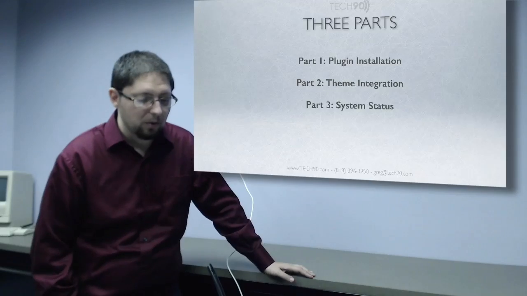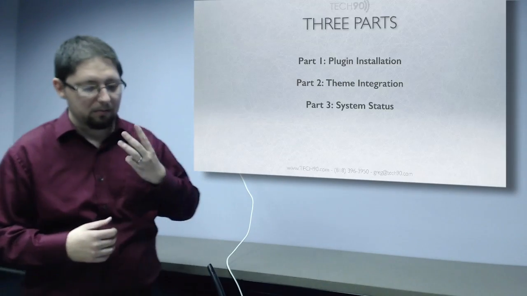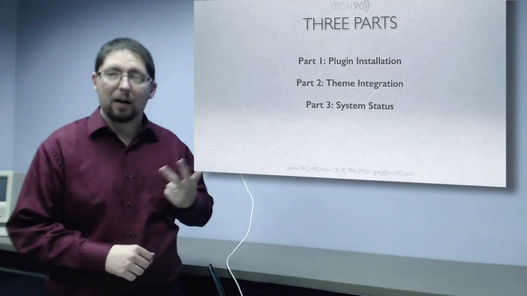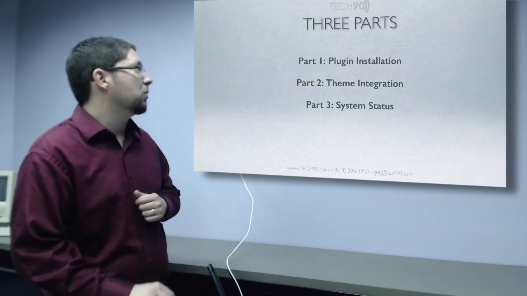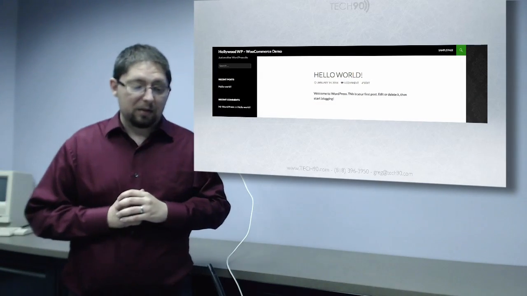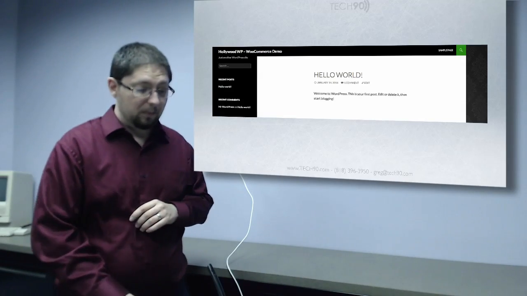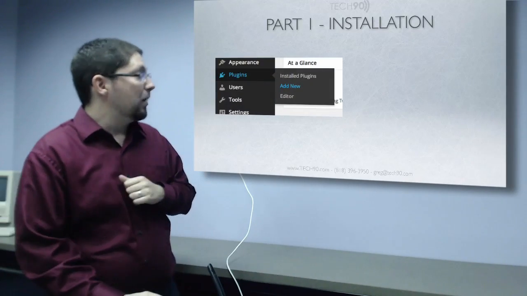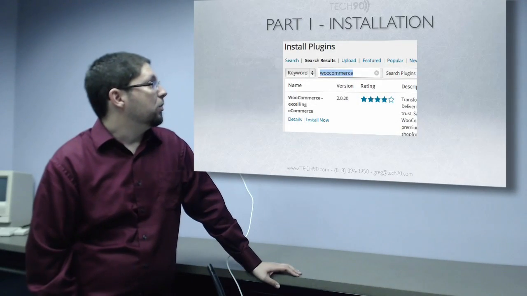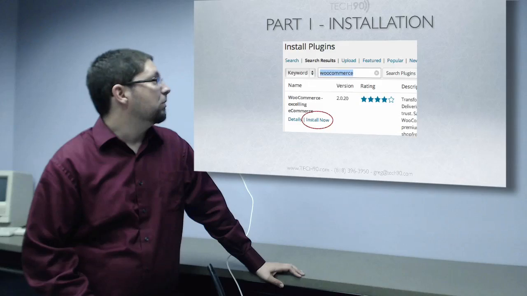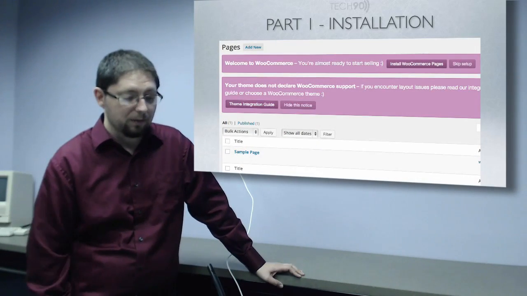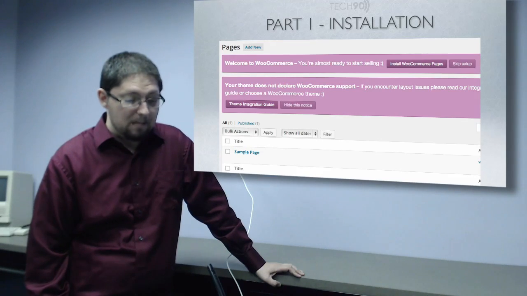I like to think of installing WooCommerce as three separate but very important parts. The installation, the theme integration, and then finally taking a look at the system status to make sure everything is working the way we expect it to. We're starting with a brand new installation of WordPress 3.8 with the 2014 theme. To install it, we click Add New from the Plugins panel in our admin system. We do a search for WooCommerce, click Install Now, click Activate Plugin, and then we are presented with two wonderfully purple banners. That's the easy part.